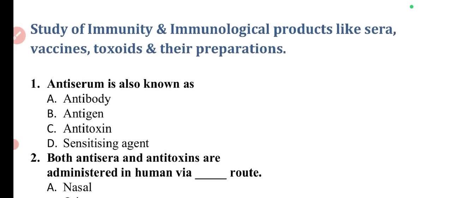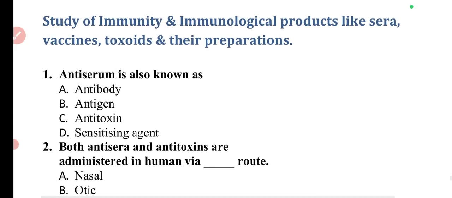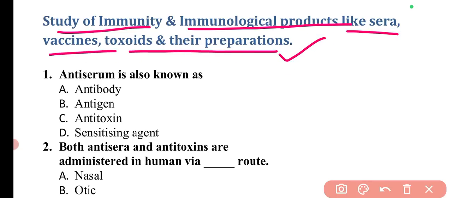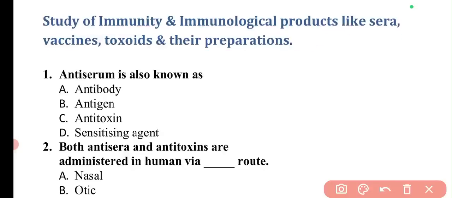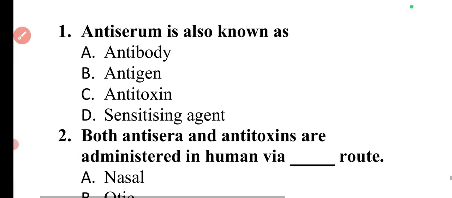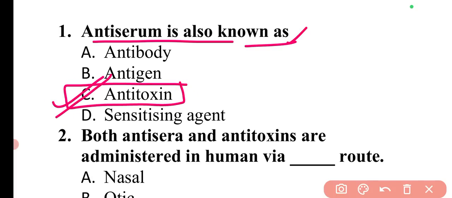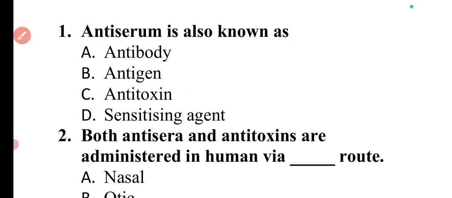Next, we can move to the next and last topic of this particular unit, that is the study of immunity and immunological products like sera, vaccines, toxins, and their preparations. In this, I have added limited questions, which are very important. Let's start with the first question. Anti-serum is also known as what? Anti-serums are also known as antitoxins. Quite a direct question. So option C is correct.